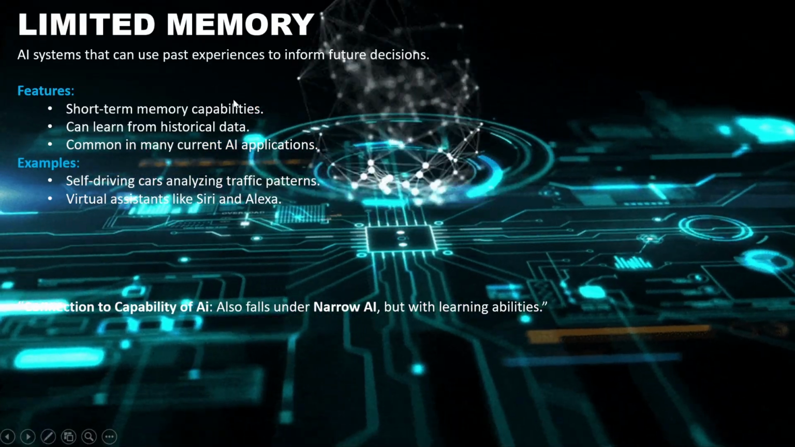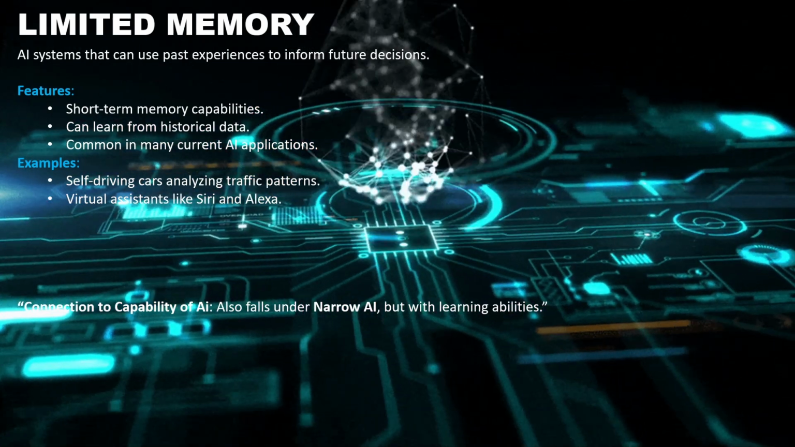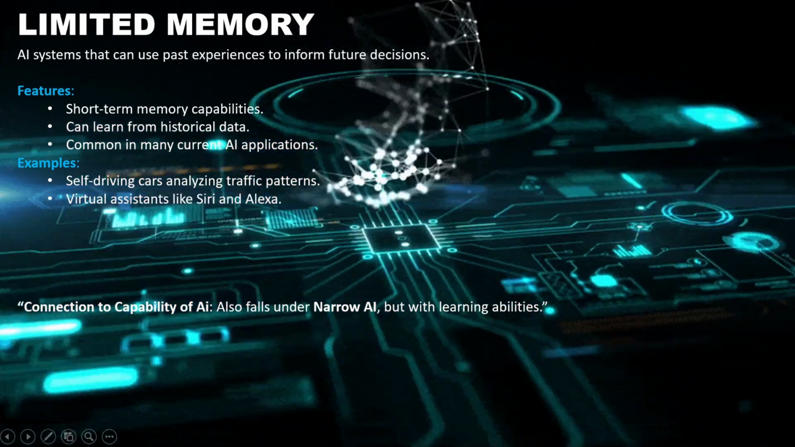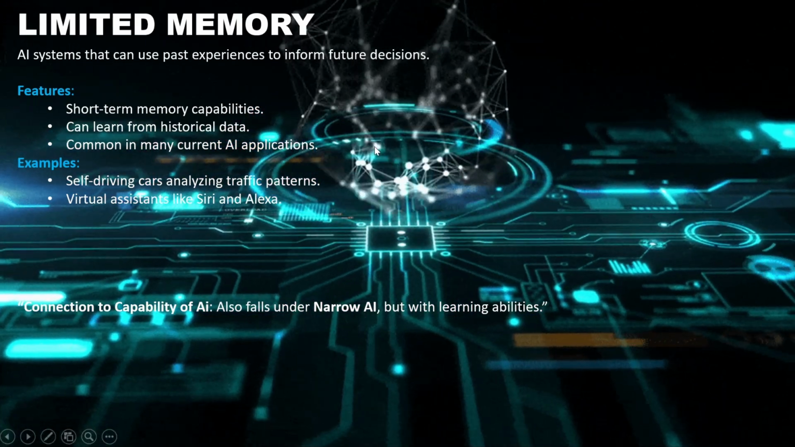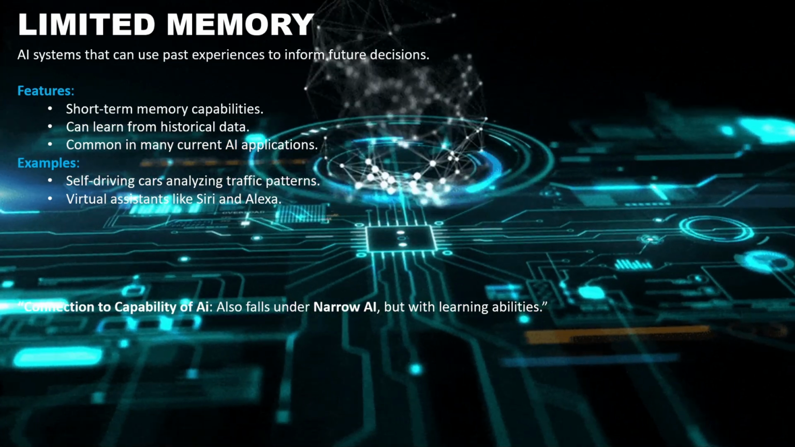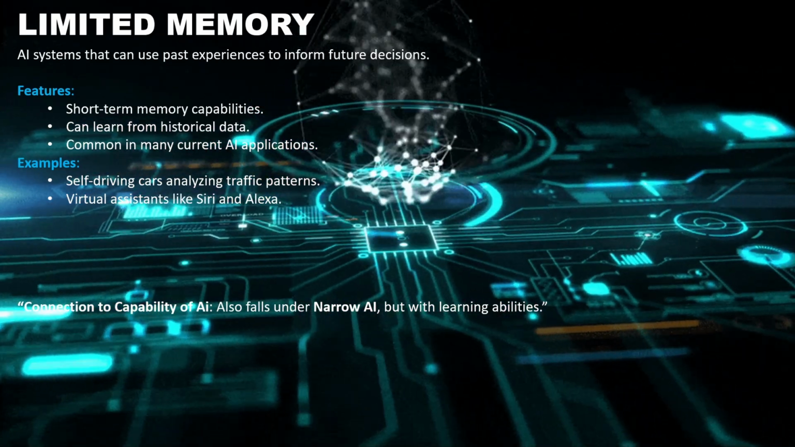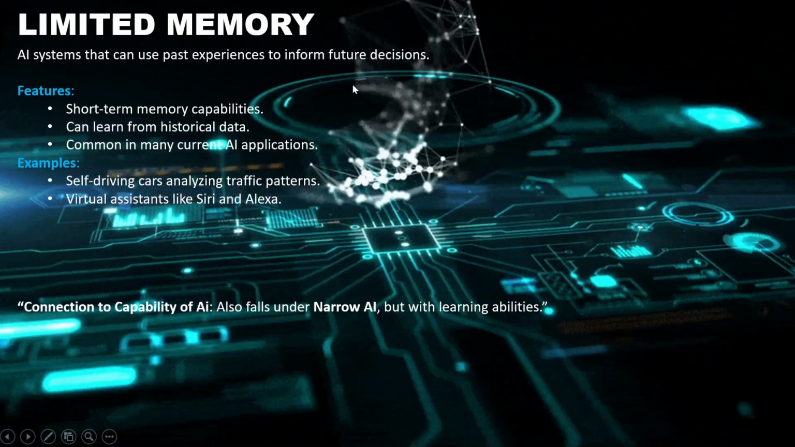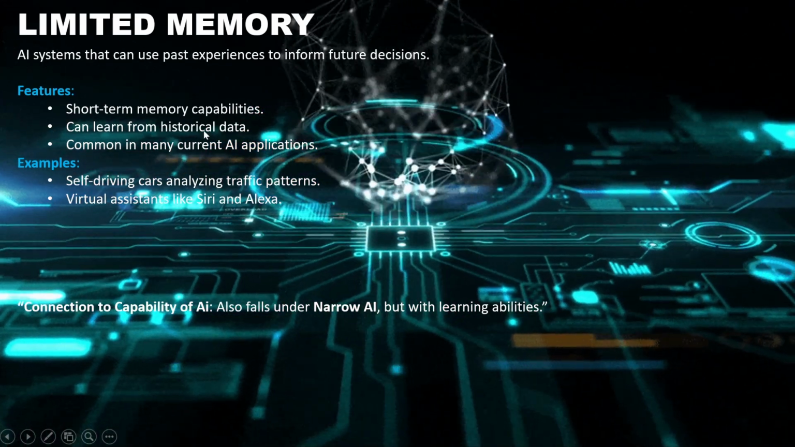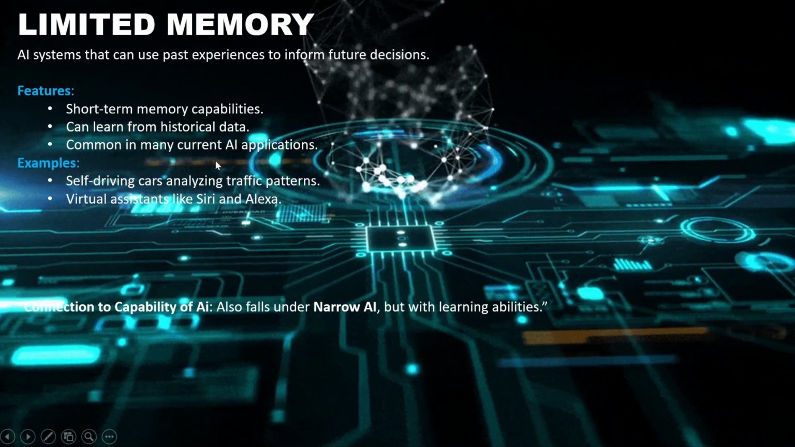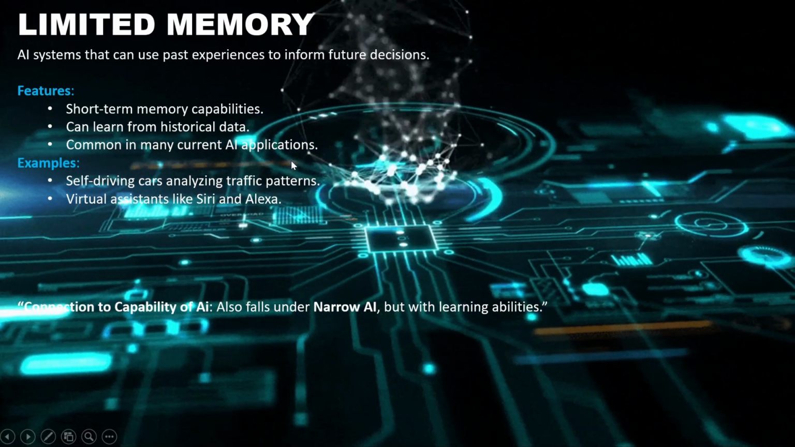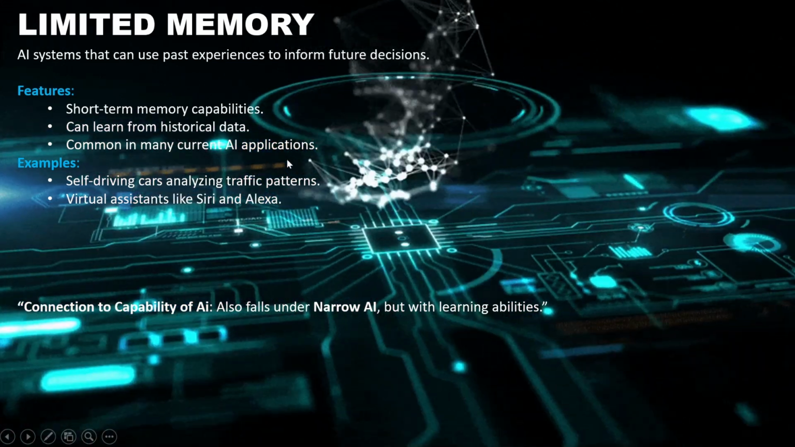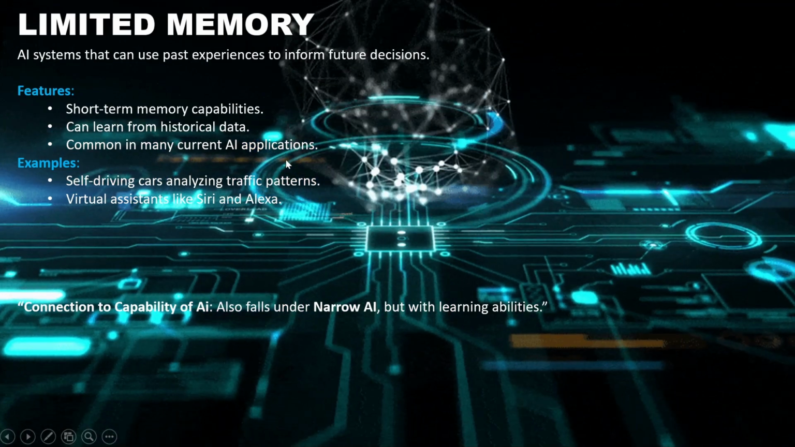So limited memory is also like narrow AI. When you talk about ChatGPT, it takes the past history. When we search what is artificial intelligence, it takes that history. Yesterday and today, it takes the past experience. It has short-term memory capabilities and can learn from historical data. So when you ask ChatGPT what is artificial intelligence today, or what are the types of AI, and then it gives an answer, it's limited memory like that.